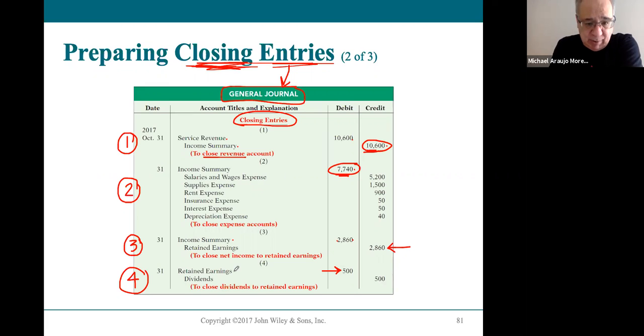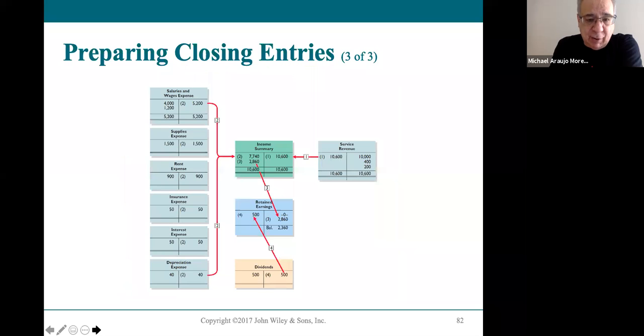And that's the closing process. That's the 4 steps you need to follow. This is what it looks like graphically. The very first step is shown here, where you have a $10,600 credit balance in service revenue. So the debit of $10,600 to service revenue means the balance is zero. When both sides equal, the balance is zero. We temporarily move it to income summary.